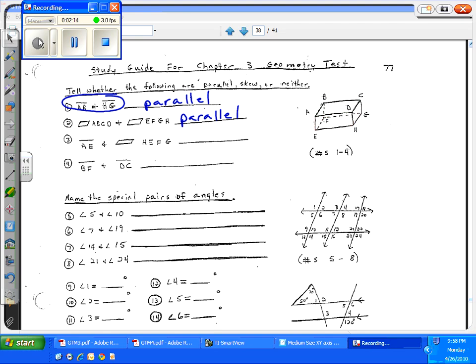AE. AE as a segment, we could consider the line that contains that segment. And plane HEFG. It's obvious that those are neither parallel nor skew because they intersect at point E. So we're going to say that they are neither parallel nor skew.